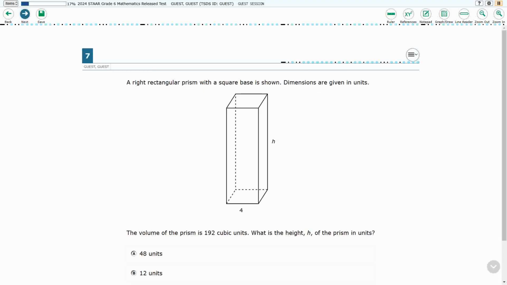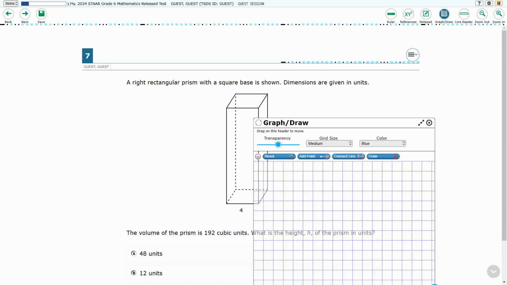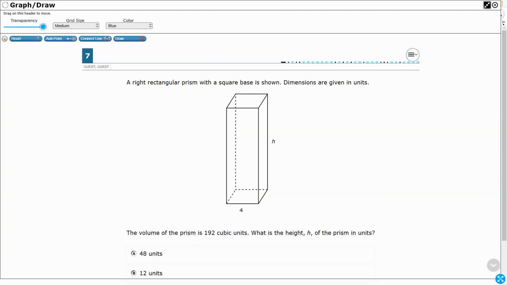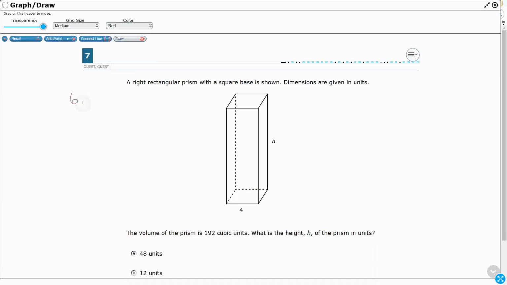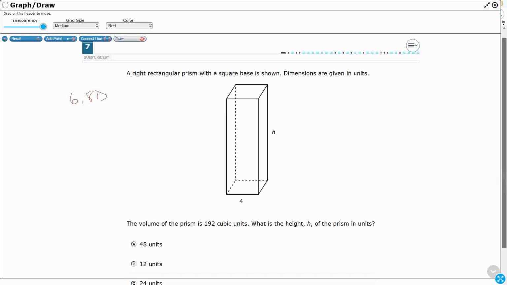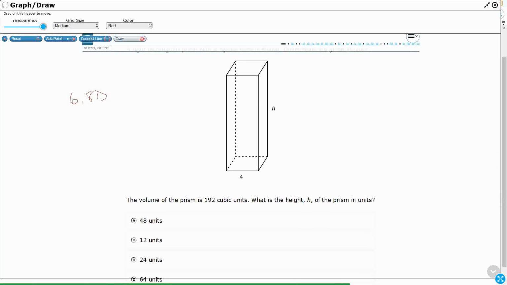For number 7, we are looking at area and volume. This is standard 6.8D, and we've got a rectangular prism, and the volume is 192 cubic units, so V equals 192. Let's get that correct.